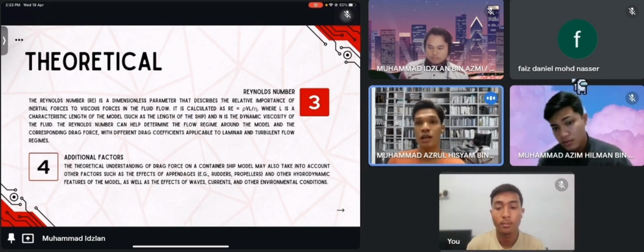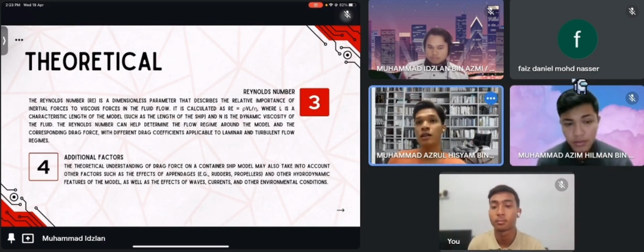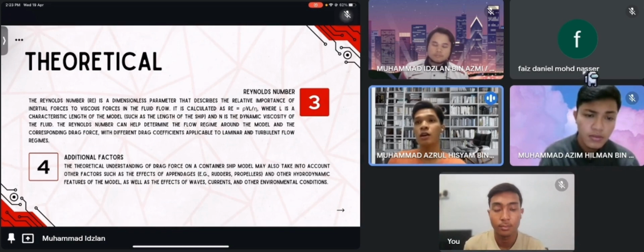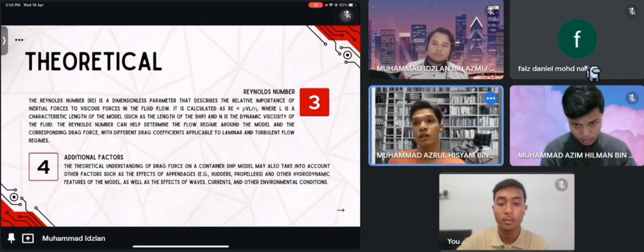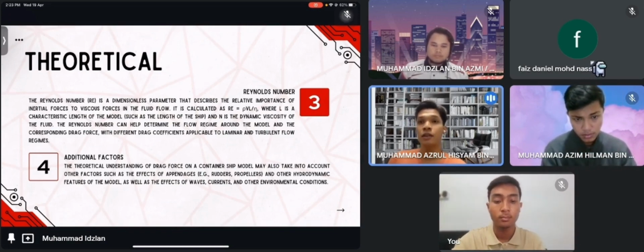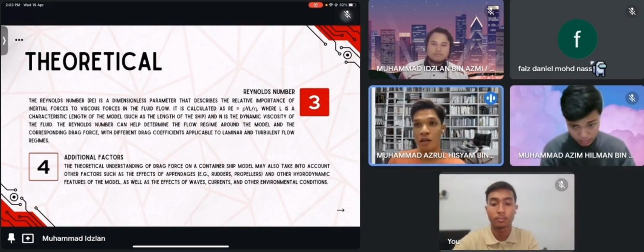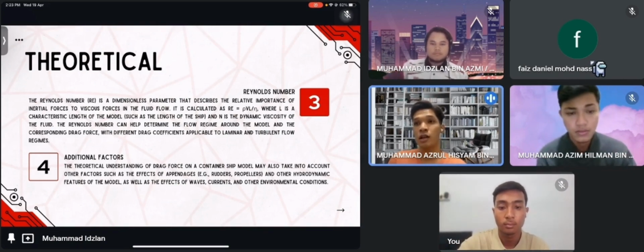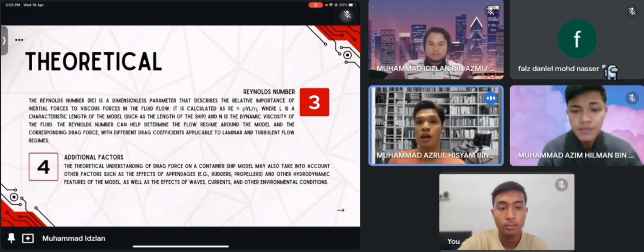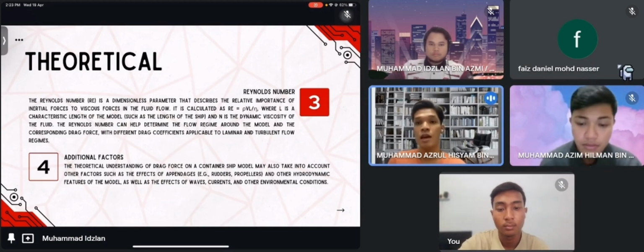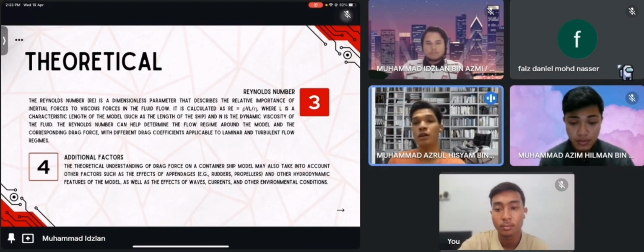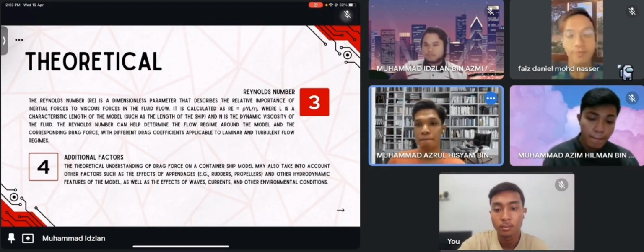And the last one is additional factors. The theoretical understanding of drag force on a container ship model may also take into account other factors such as the effect of appendages, such as rudders, propellers, and other hydrodynamic features of the model, as well as the effects of waves, currents, and other environmental conditions. Okay, so next I will pass to the other group members.